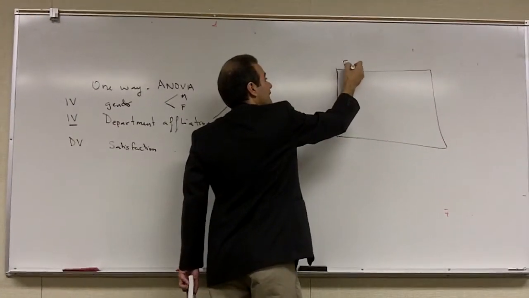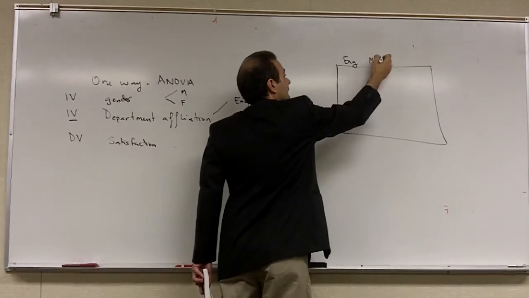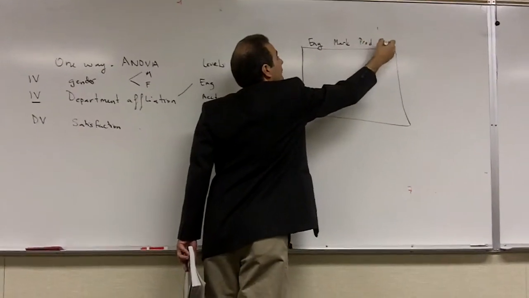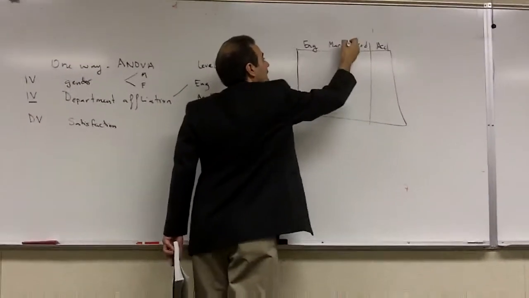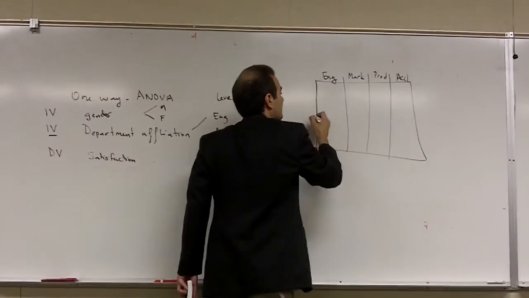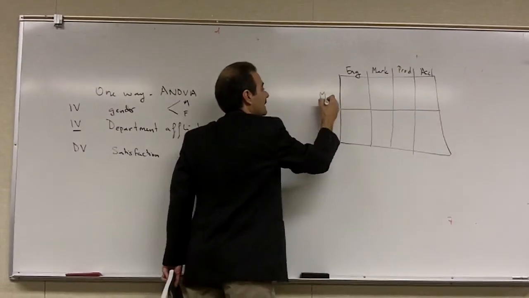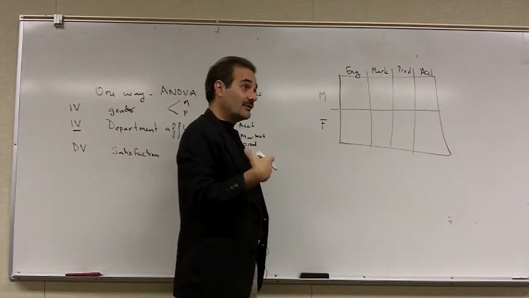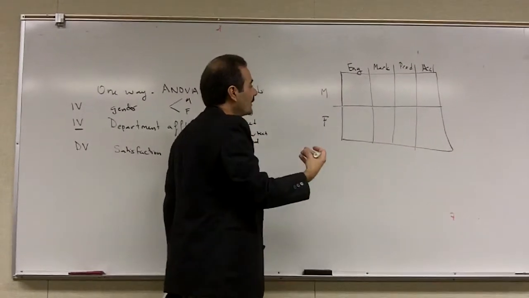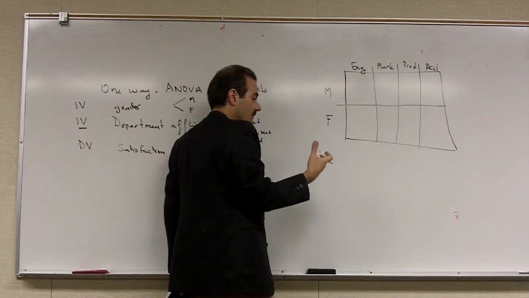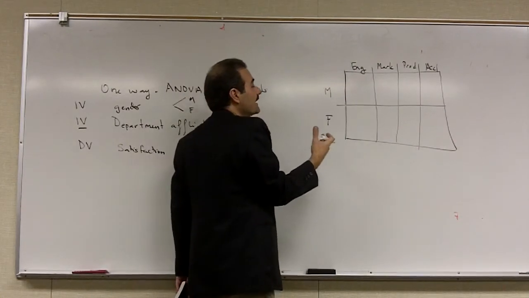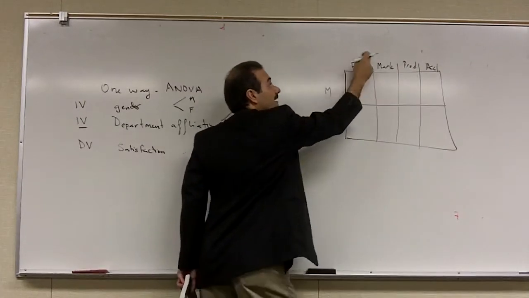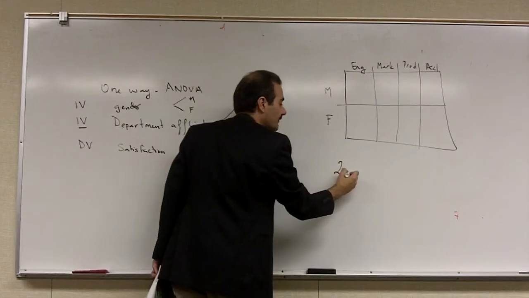This is engineering. This is marketing. This is production and accounting. And you can see you can have cells. And this is male, and this is female. This is called a factorial ANOVA. Factorial meaning that you have more than one factor. And this would technically be called a 2 by 4 ANOVA, because you have 2 levels of one variable by 4 levels of the other.